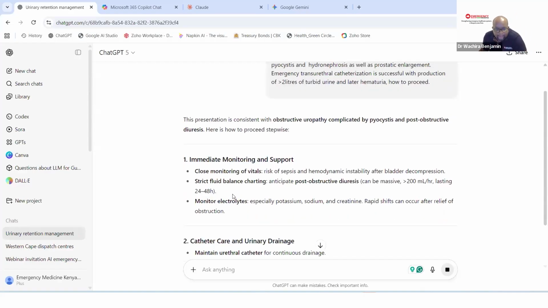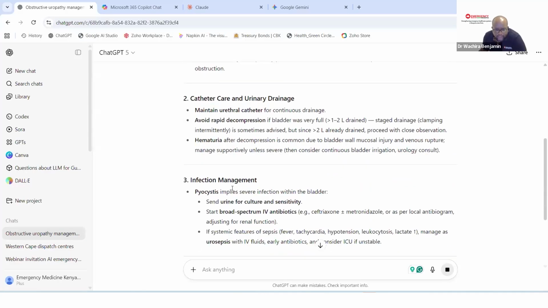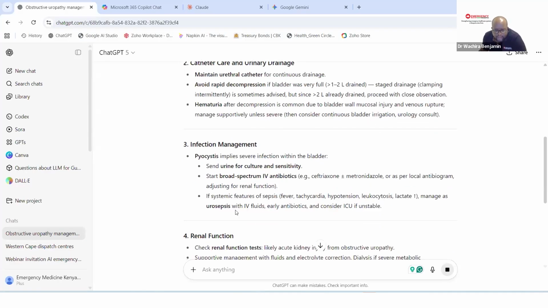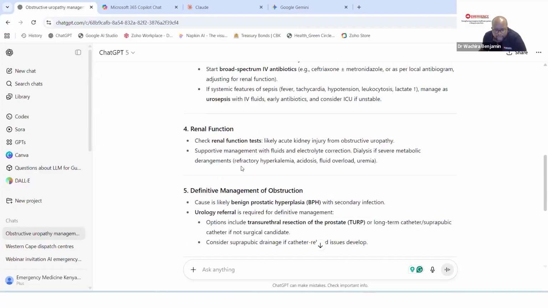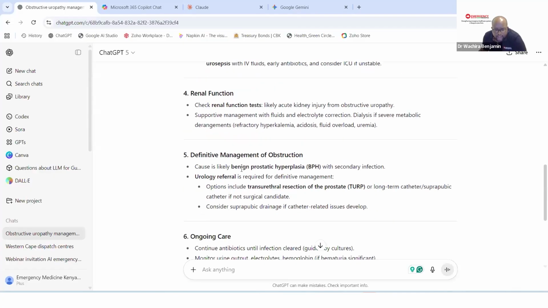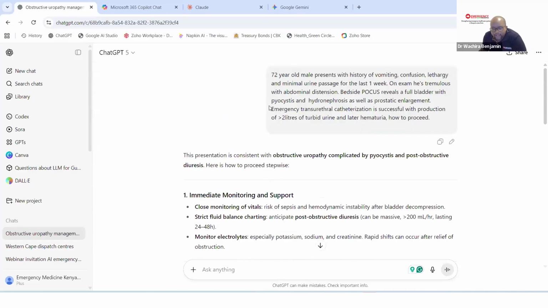All right. Keep fluids balanced and anticipate post-obstructive diuresis, monitor electrolytes, urine for culture, start antibiotics. So, it looks like your patient has urosepsis. Check renal function tests. Cause likely benign prostatic hyperplasia, urology referral. So don't hide information from the AI. There's a new bladder now. But yes, the patient has urosepsis.